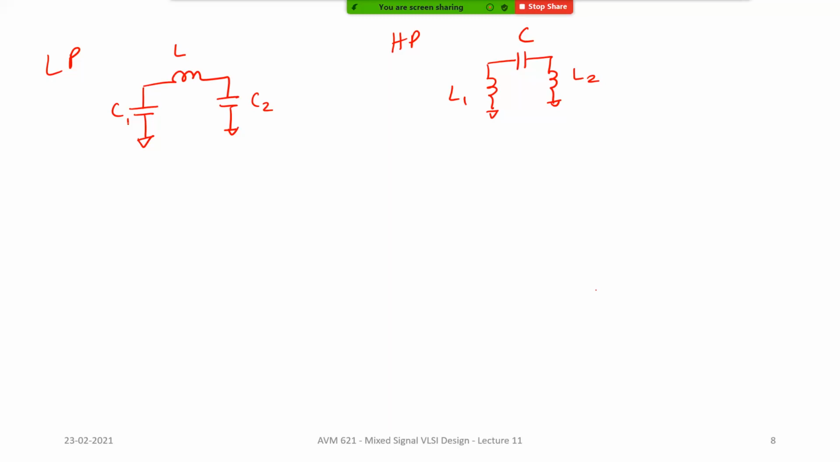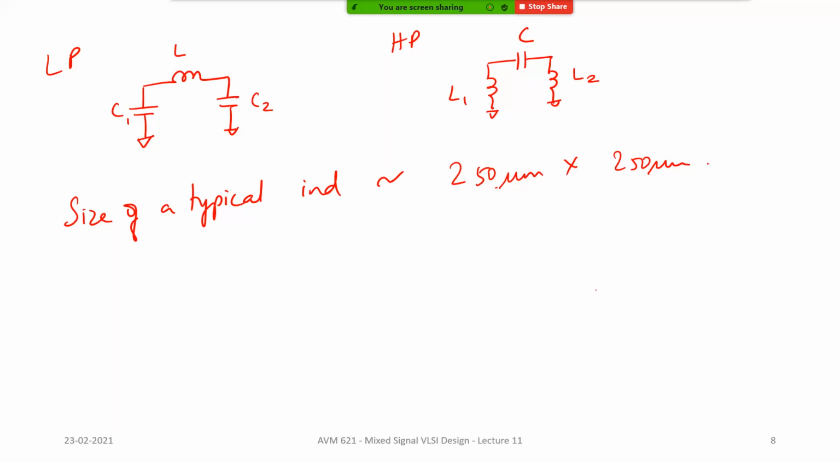Bulky in the sense that inductor consumes a lot of area. Okay. Typically at the lower gigahertz frequencies, up to 5 or 5-7 gigahertz, the size of a typical inductor will be somewhere in the range of 250, sorry, that will be even more than that. So let's say around 250 micron by 250 micron. This is a typical number, so it can go slightly above or slightly lower. Now 250 micron by 250 micron is actually a very large area when it comes to ICs.